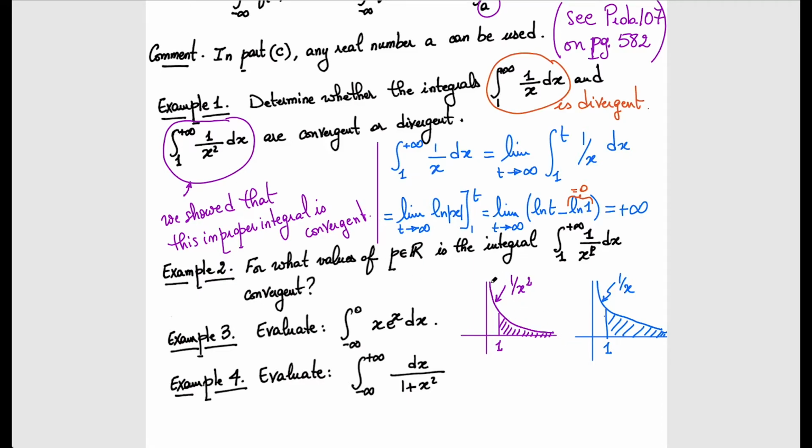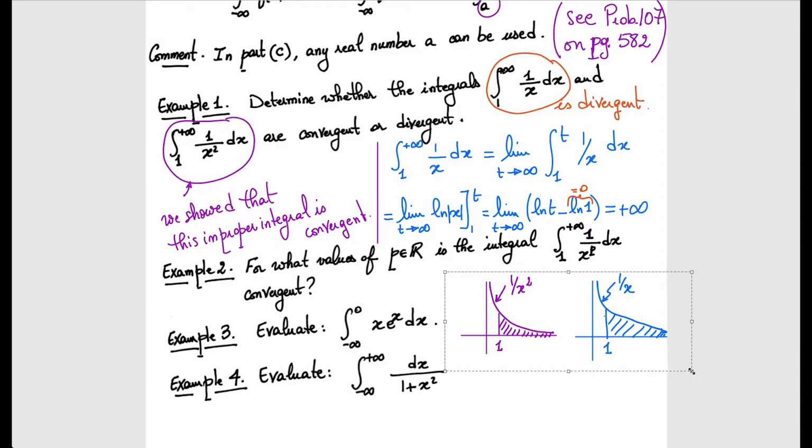So even though the values of both functions, 1 over x squared and 1 over x, decrease to 0, the values of 1 over x decrease slower than the values of 1 over x squared to 0. And as such, 1 over x doesn't decrease fast enough for its integral to actually converge, to be a finite value. Okay? All right.